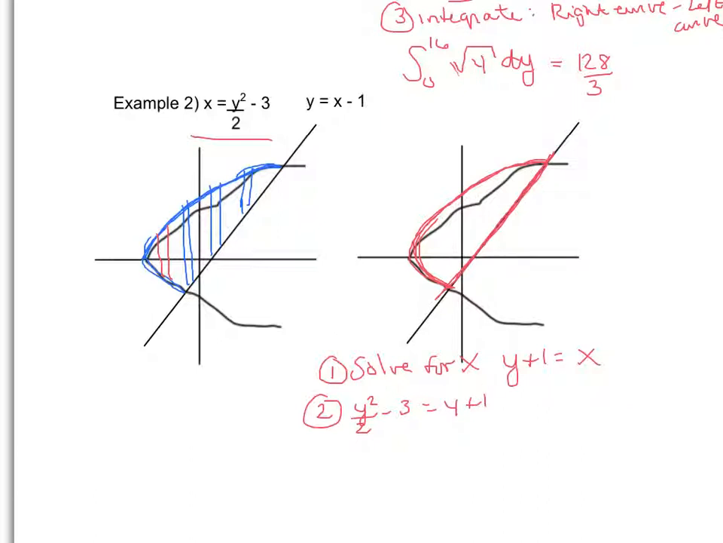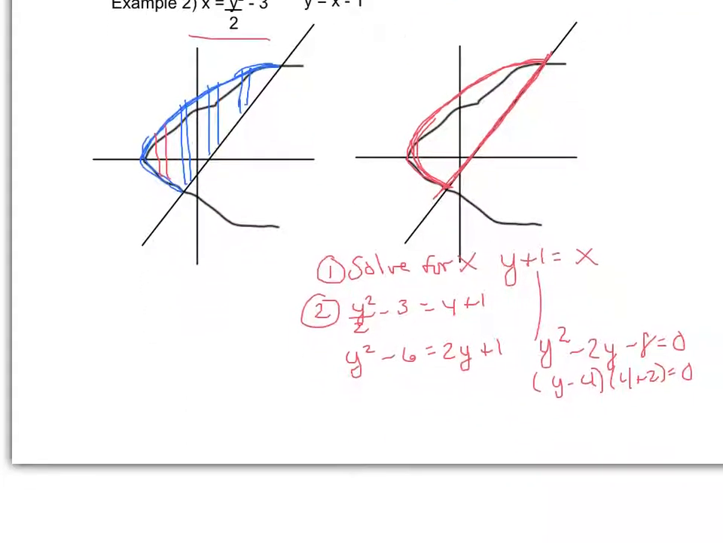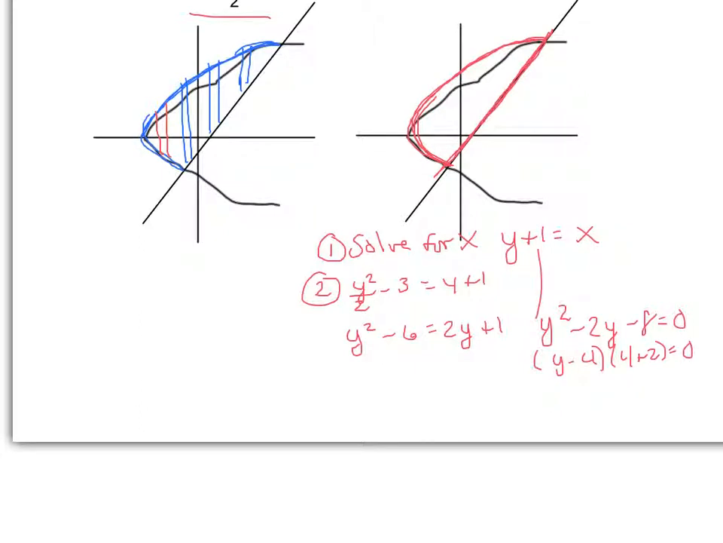I can get rid of that fraction by multiplying everything by 2. And then I can see this is quadratic, so I'm going to get everything over to one side and factor. So I get y minus 4 times y plus 2 equals 0. So I can see that my two limits are going to be y equals 4 and y equals -2.